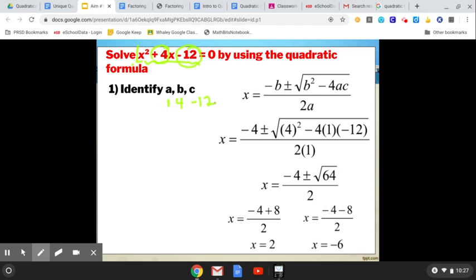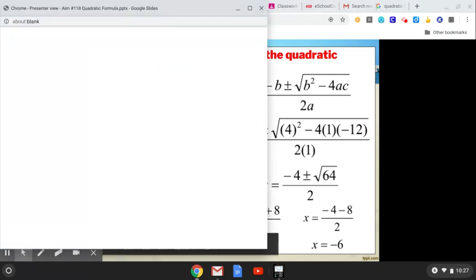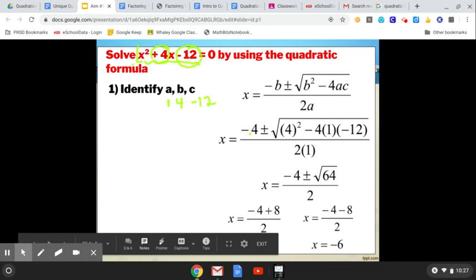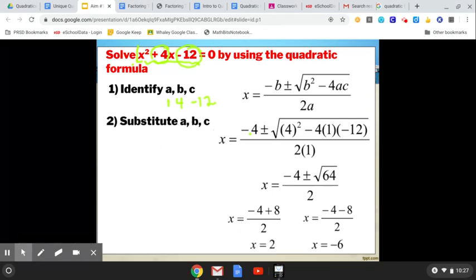You'll see in this first step that I've now substituted all those values in where they belong. Okay, so that's step 2. Substitute all the values in for a, b, and c.